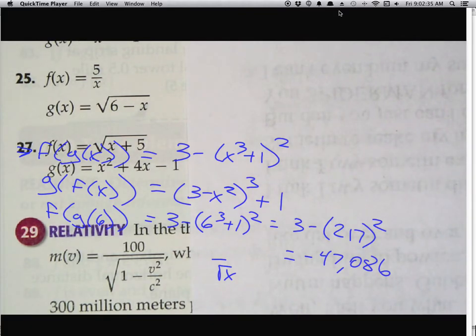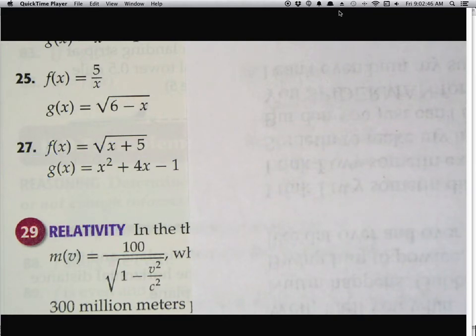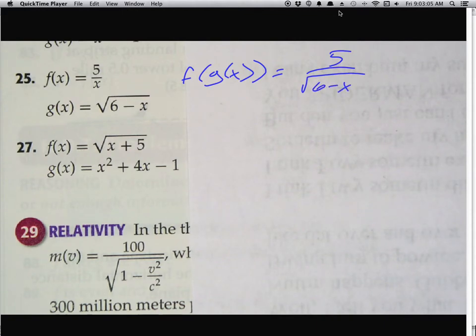Okay, on 25, what are the directions on 25? We just want to find f of g on 25. What do I need to do to find f of g? Plug in g into f. So what does that look like, Lauren? 5 over the square root of 6 minus x.